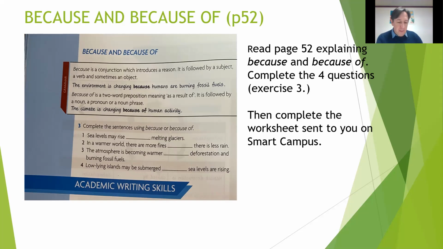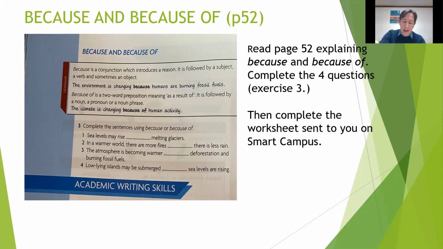Okay, so part 3, number 1, sea levels may rise because of melting glaciers. In a warmer world, there are more fires because there is less rain. The atmosphere is becoming warmer because of deforestation and burning fossil fuels. Low-lying islands may be submerged because sea levels are rising.